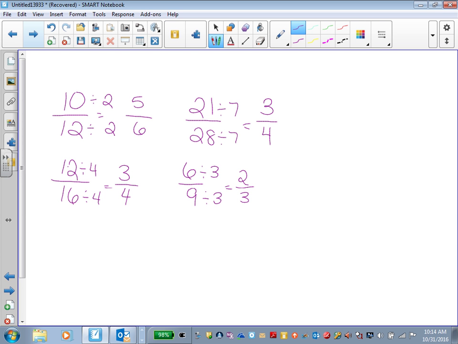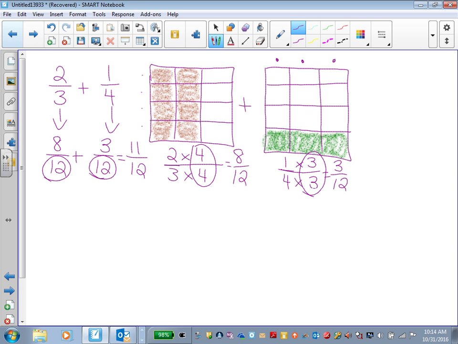Rose? No. Any questions about what I have done for these 3 problems? Cameron, what's your answer for this one? 11/12.